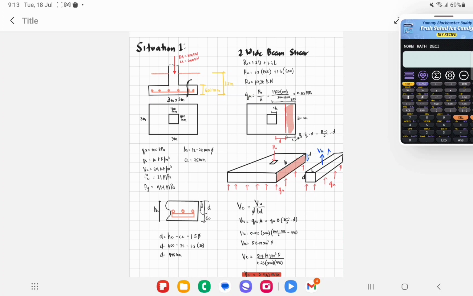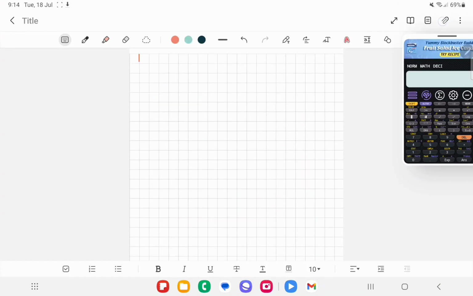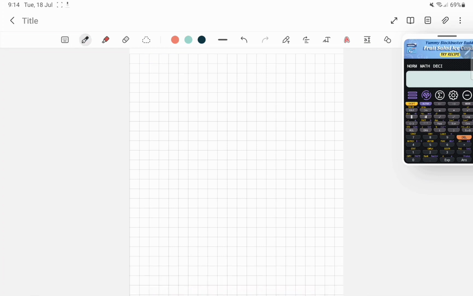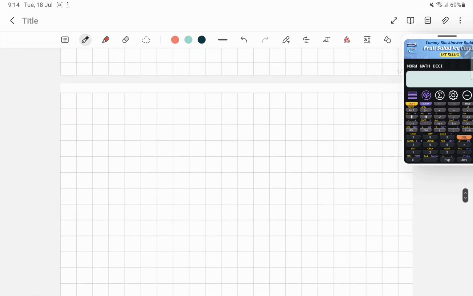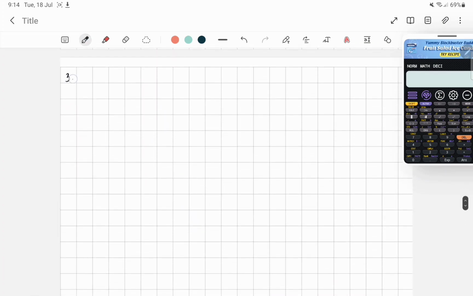So for question number 3, ang pinapahanap sa atin is the punching shear. Okay? So lagay ko muna doon. For punching shear.